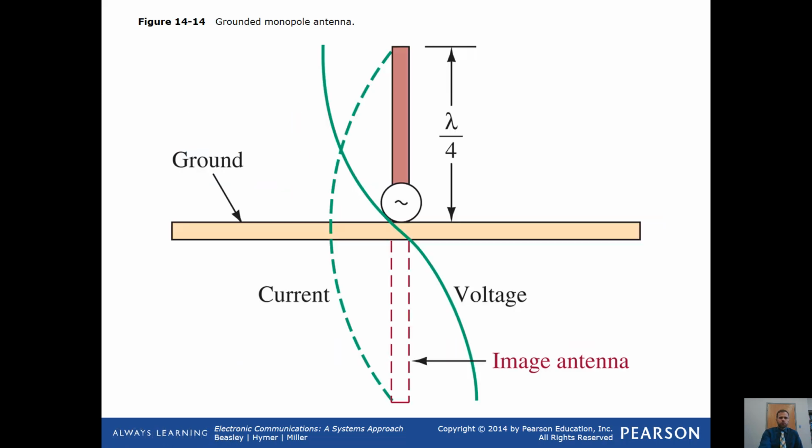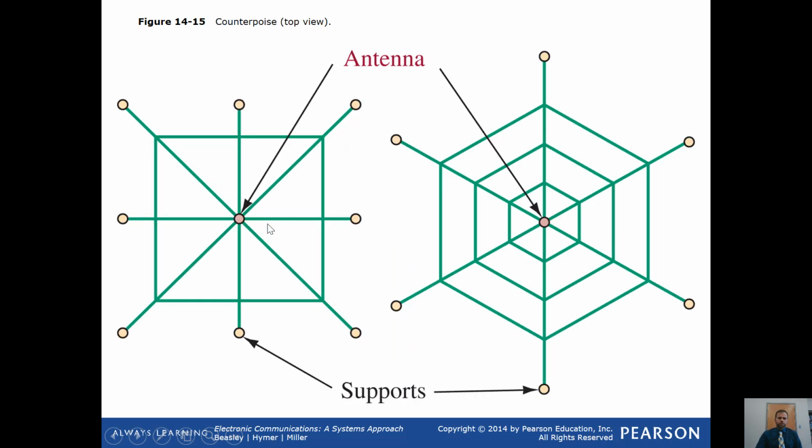So here's what's known as a grounded monopole antenna. The ground is here, so above the ground you have a quarter wavelength worth of length, and down here you have what we call the image antenna. It's not actually a physical antenna, but you end up getting that effect, and here's what your voltage and current waves look like inside that grounded monopole antenna. And your ground is here. Counterpoise: this is the top view, so there's the antenna itself, and you end up with these supports, and here's what that would look like.